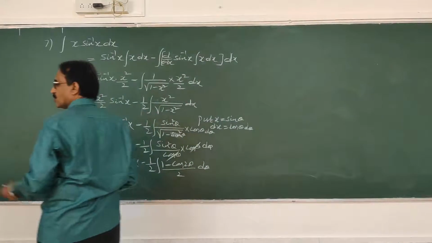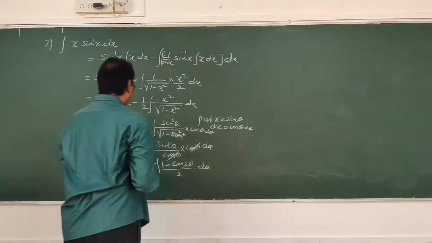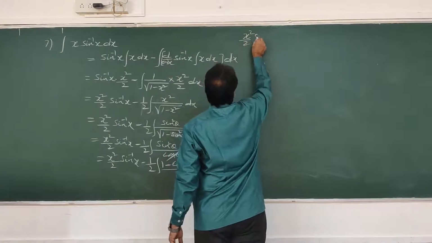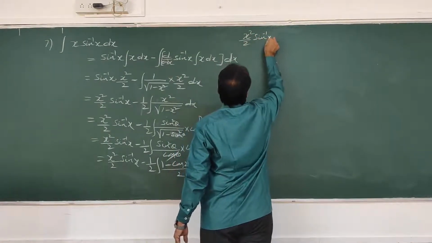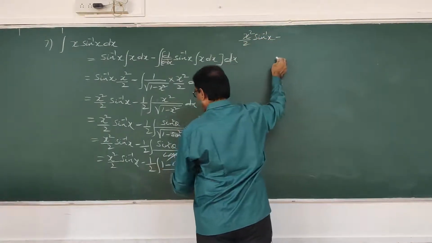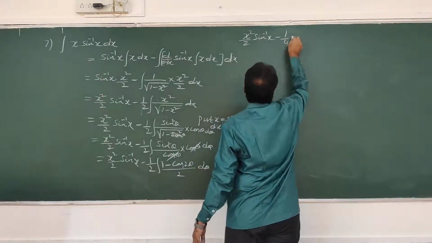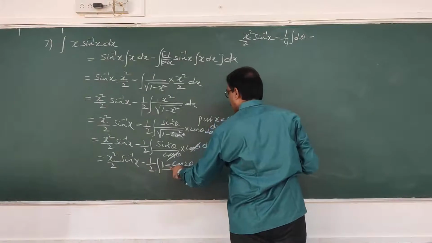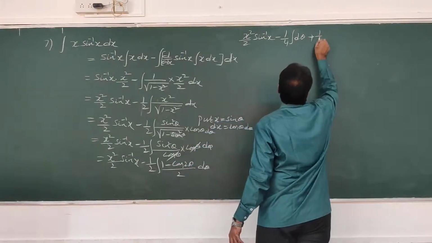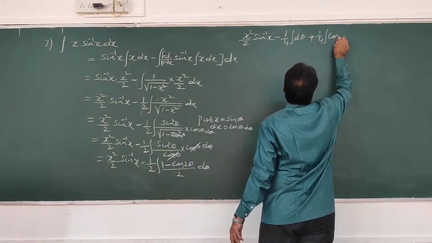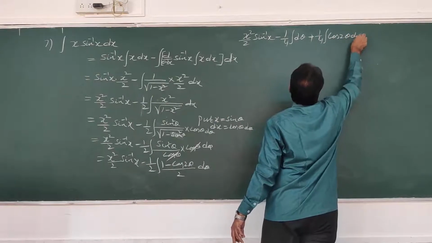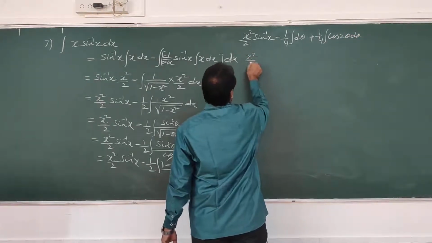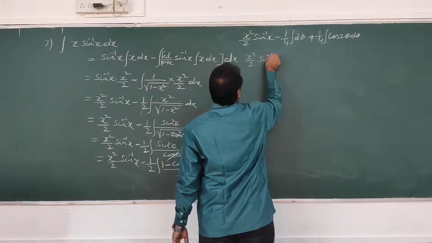So if you practice, you will remember all those things. Now, basing on that, x square by 2 sine inverse x minus 1 by, here 1 by 2 into 1 by 2, 1 by 4 integral d theta, again minus into minus plus 1 by 4 into integral cos 2 theta d theta. I separated. We can separate now. So therefore x square by 2 sine inverse x, there is nothing to simplify.